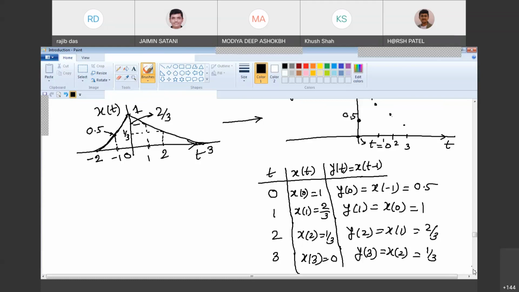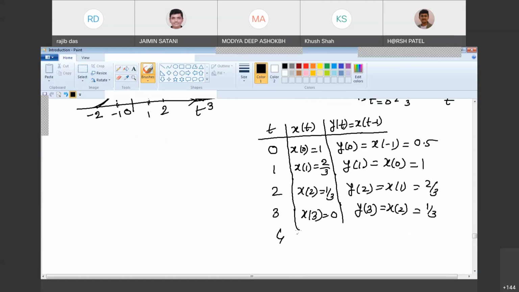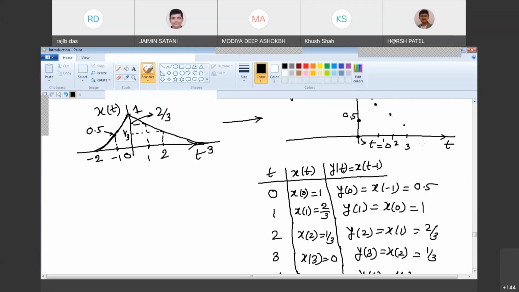And if you continue, this 4. So x of 4, nothing is there, it is 0. But y of 4 is nothing but x of 3. And x of 3 is already given 0. So it is now becoming 0. So next onward, it will become 0.